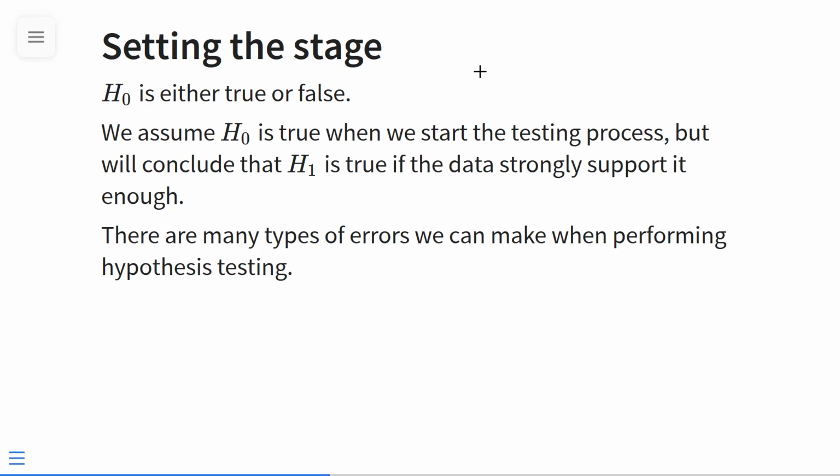When we start a hypothesis test, we have our null hypothesis. The null hypothesis is either true or false. It's a binary outcome. We're going to assume that our null hypothesis is true when we start our testing process, and we're only going to conclude that the alternative hypothesis is true if the data that we observe strongly support it. And so when you're doing hypothesis testing, there are different kinds of decisions you can make, and there are different types of errors associated with that.